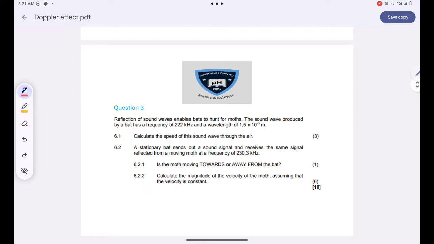Okay, we are told that reflection of sound waves enables bats to hunt for moths. The sound wave produced by bats has a frequency of 222 kilohertz and a wavelength of 1.5 times 10 to the power negative 3 meters.